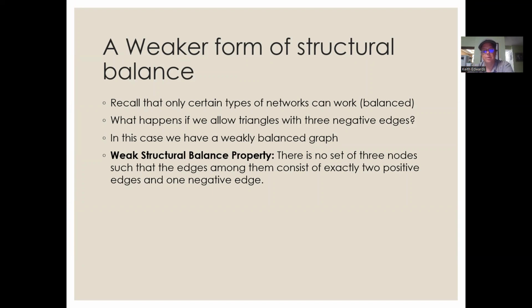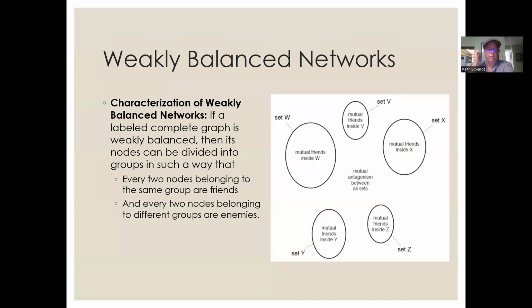So the weak structural balance property says there's no set of 3 nodes such that the edges among them consist of exactly 2 positive edges and 1 negative edge, but we allow the 3 negative edges. So weakly balanced networks are what results. And if a labeled complete graph is weakly balanced, then its nodes can be divided into groups in such a way that every 2 nodes belonging to the same group are friends, and every 2 nodes belonging to different groups are enemies. So, here we see the set W, mutual friends that are inside of W, but they're antagonistic towards every other set. And in fact, weakly balanced networks will have precisely the structure in this diagram.